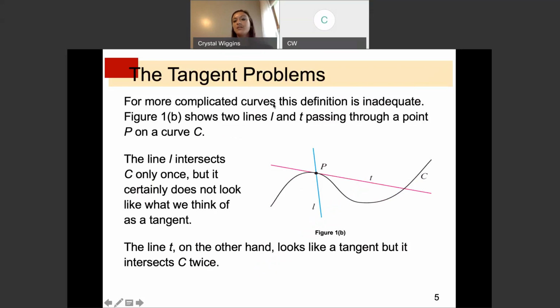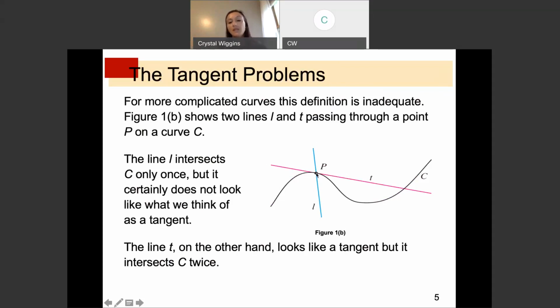For complicated curves, this definition doesn't actually work because it is possible that tangent lines do go through 2 points. But the line needs to go through the point of tangency and brush the surface of the curve. So you see here is the point that is important. The blue line is not a tangent line because although it does go through the point in question, it does not brush the surface of the curve. It intersects, it cuts it. It's not a tangent line.